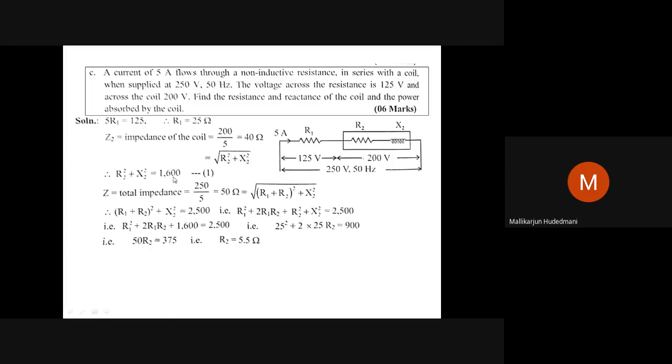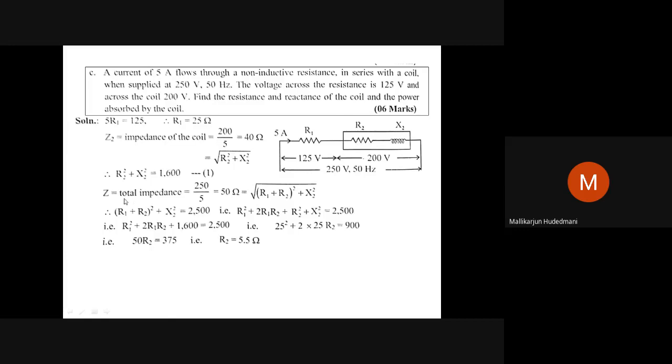Can you write this on a simple problem? Yes. Then impedance of this total circuit I can write here, that is given as 250 volt divided by 5 ampere. That gives me 50 ohm. Look into this very carefully. This was impedance of the coil. How did we do it? Voltage across the coil divided by current through coil. That gave me Z of the coil.